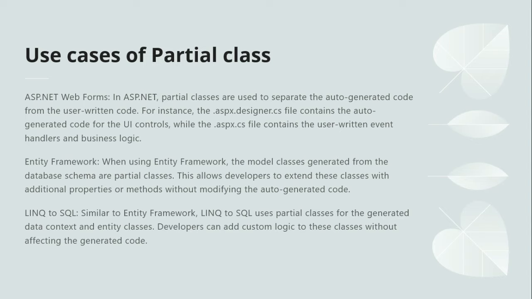In the same way, you have seen Entity Framework. When you use Entity Framework, the model classes generated from the database schema are partial classes. This allows developers to extend these classes with additional properties or methods without modifying the auto-generated code. Similarly, LINQ to SQL uses partial classes for the generated data context and entity classes. Developers can add custom logic to these classes without affecting the generated code. Let me show you the example for our ASP.NET web form.